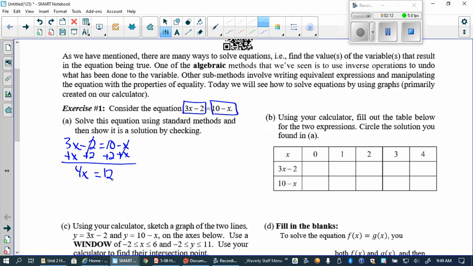So divide both sides by 4, you get x equals 3, right? I don't think we need to go in and check that, do we? Okay. So part B. Now they want us to use the calculator and fill out a table here.